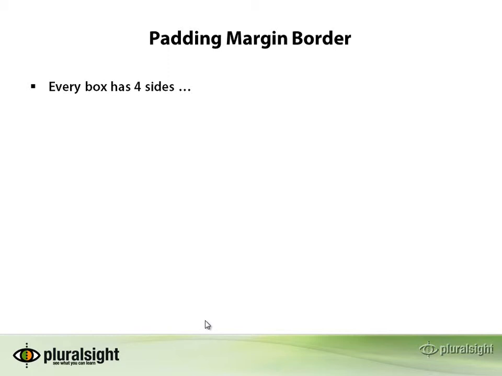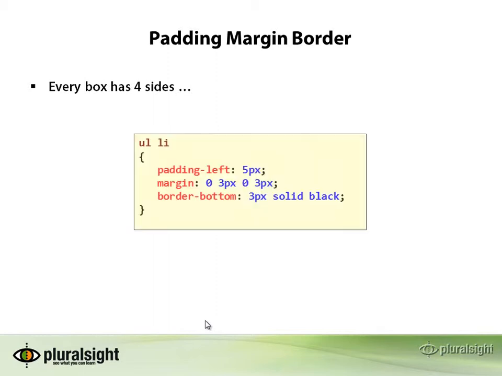As I mentioned earlier, every box has 4 sides, and the border, margin, and padding syntax in CSS allows you to set properties for all 4 sides equally or independently. The first line in this rule on the screen is only setting the padding on the left side of all LI elements. The second line in the rule is setting the margin on all 4 sides of the LI element, and it does so by specifying the margin at the top and then working clockwise around the box. So we have top, right, bottom, left.